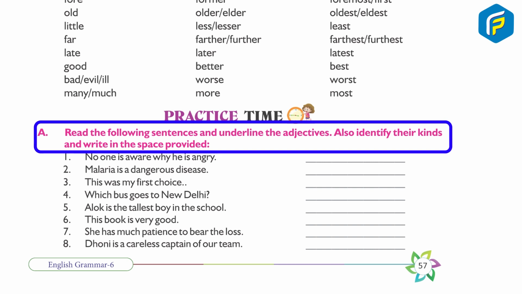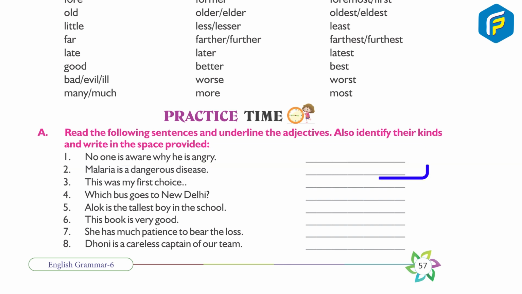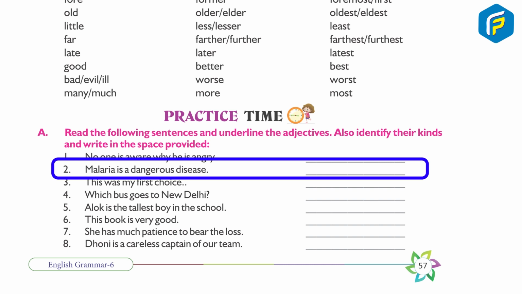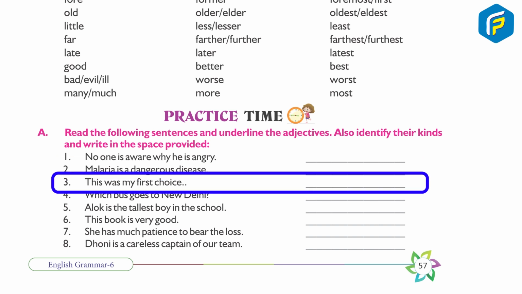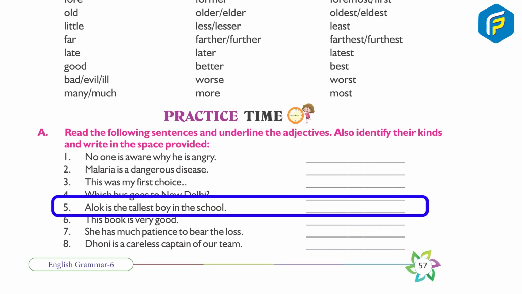A. Read the following sentences and underline the adjectives. Also identify their kinds and write in the space provided. 1. No one is aware why he is angry. Underline aware. 2. Malaria is a dangerous disease. Underline dangerous. 3. This was my first choice. Underline first. 4. Which bus goes to New Delhi? Underline goes. 5. Alok is the tallest boy in this school.